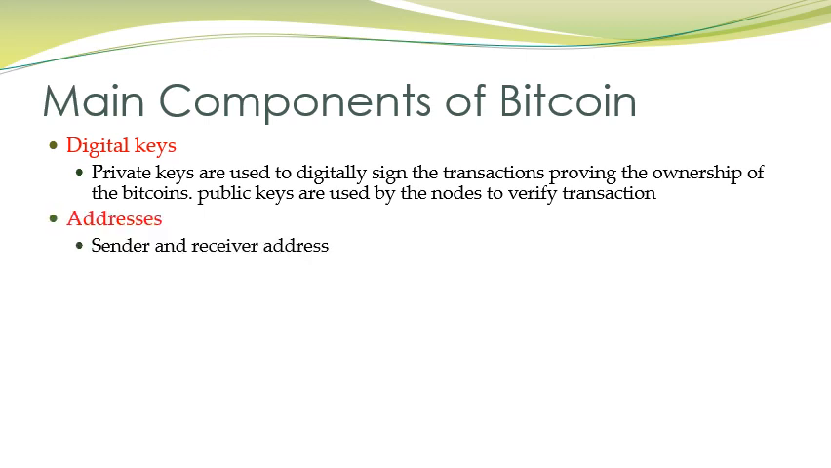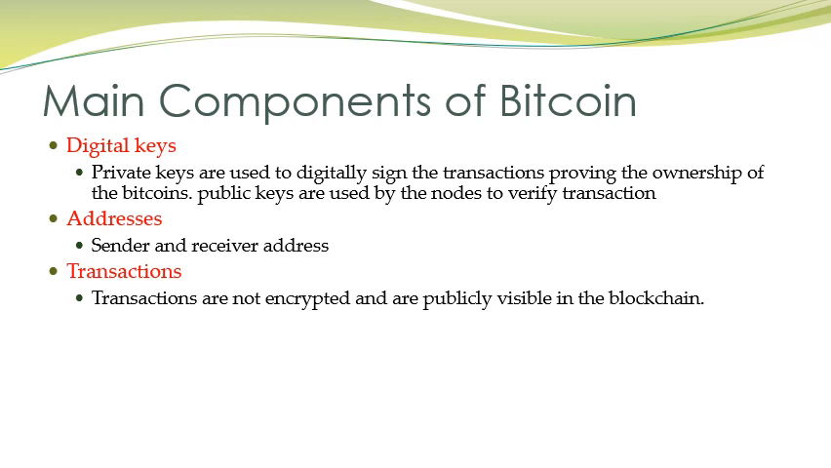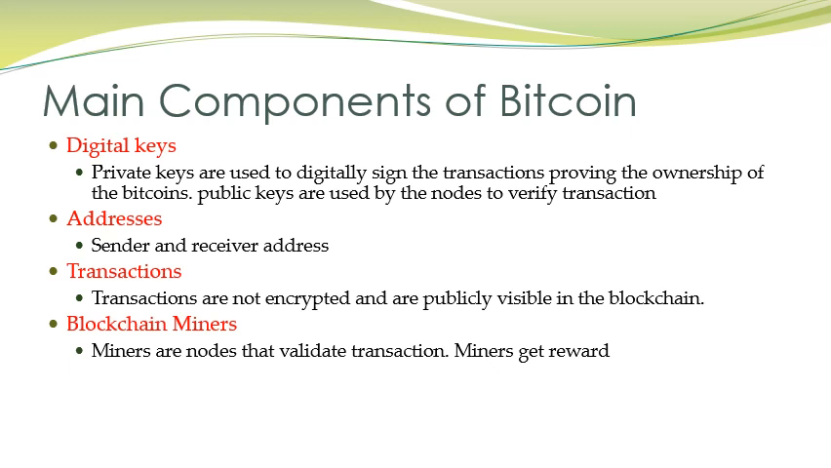Then the next component of Bitcoin is addresses, the sender and receiver addresses. Then the transaction is the core component of Bitcoin. There are different types of transactions. Coins may be created, coins may be sent from one user to another user, and transactions are not encrypted. Everyone in the Bitcoin network can view the transactions, and these transactions are publicly visible to all the nodes in the Bitcoin network.